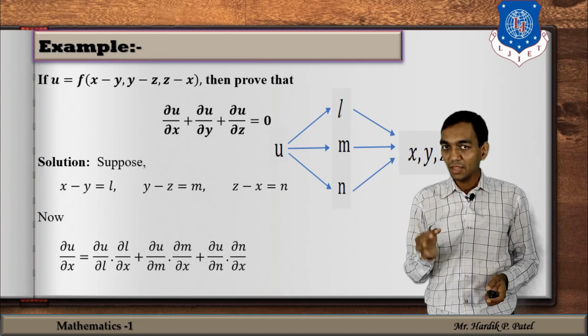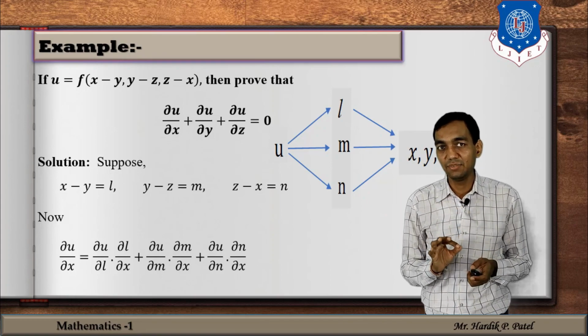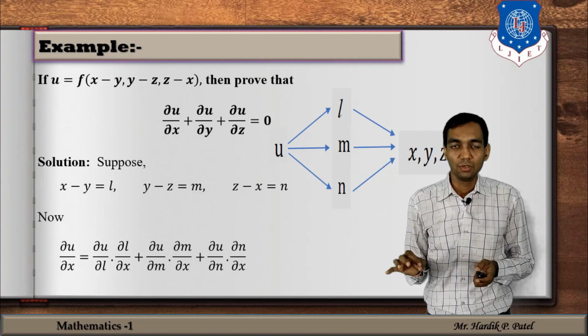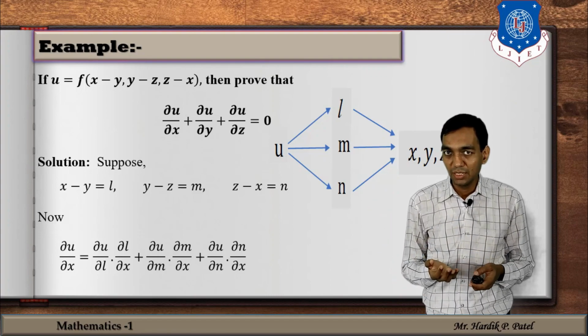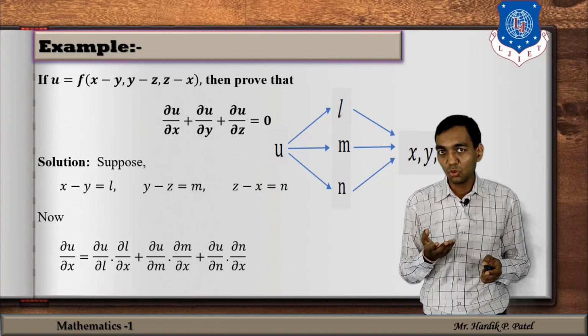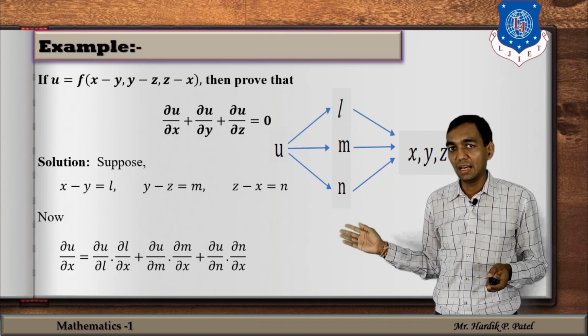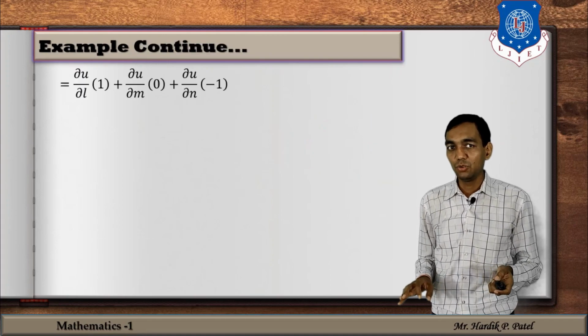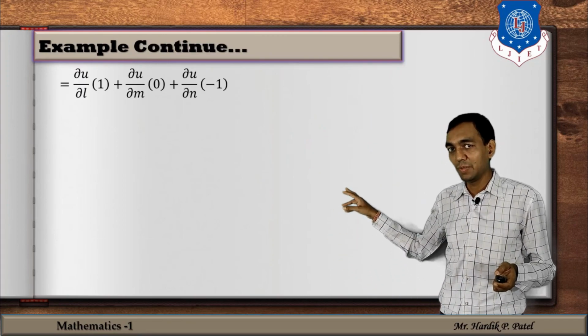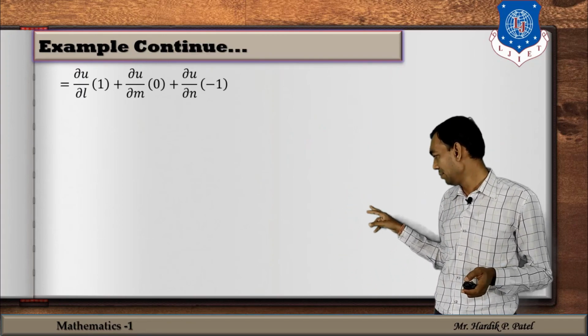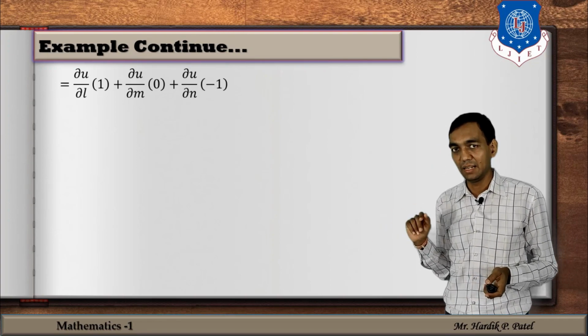Okay. Now you don't know what is the exact value of function u. Correct? Function is not given. It is in the form of f. So del u by del L, del u by del m and del u by del n remain as they are, and you have to put the value of del L by del x, del m by del x and del n by del x.